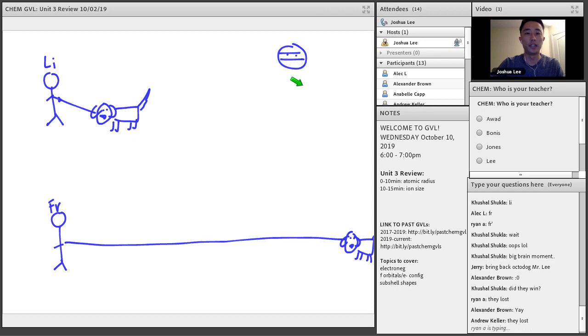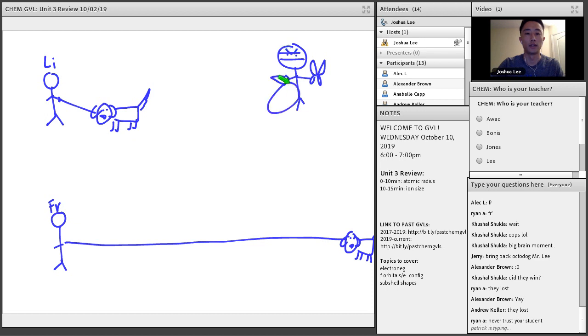There's a person here trying to steal your dog. They have scissors. They're mad, and they have a bag, ready to steal your dog.